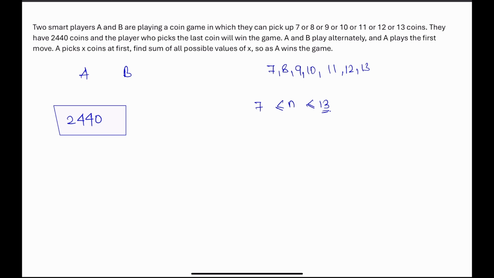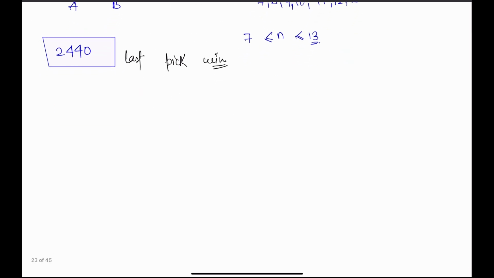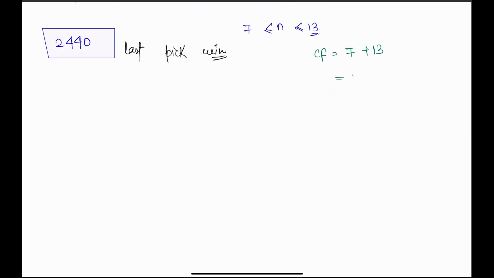So now the conditions are changed. Last pick wins. Not lose, win. A and B play alternately, and A plays the first move. A picks X coins at the first move. Find the sum of all possible values so that A wins. Again the same approach. What will be the CF? Minimum plus maximum, that is nothing but 20.